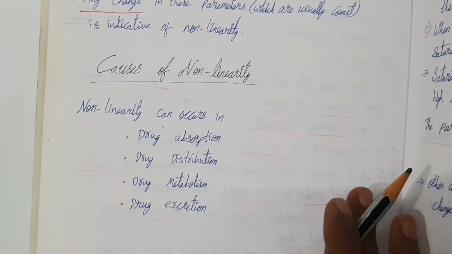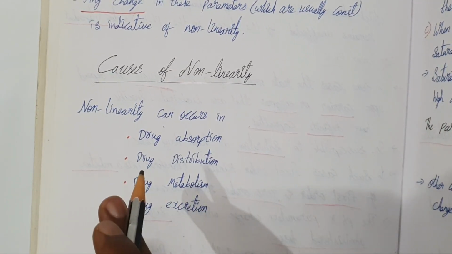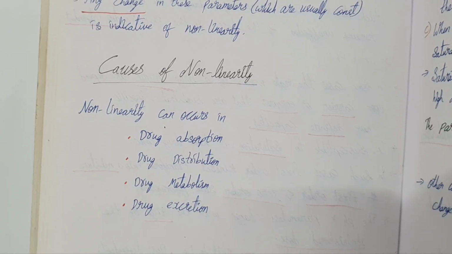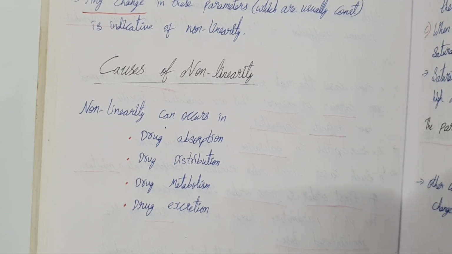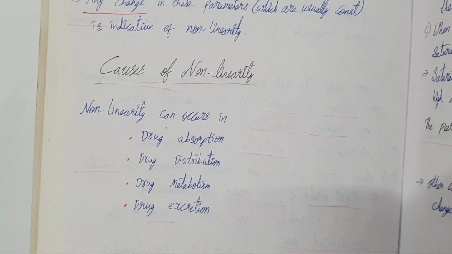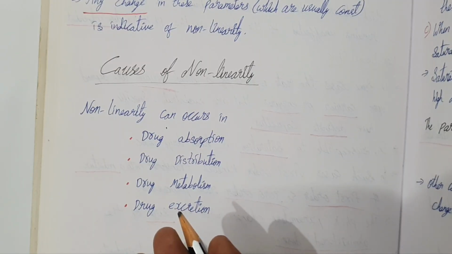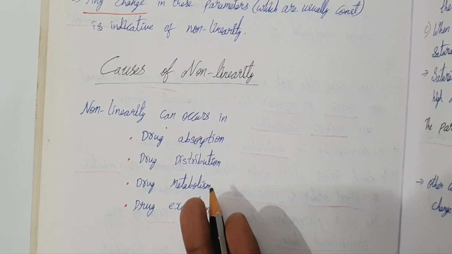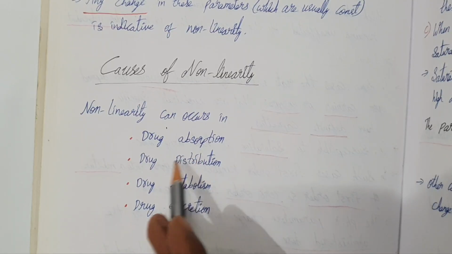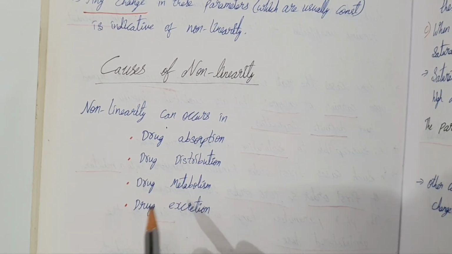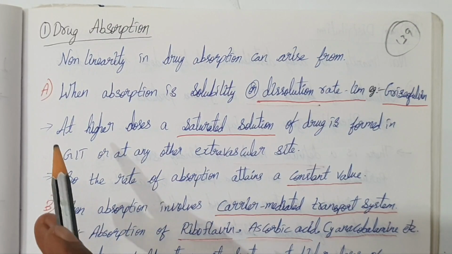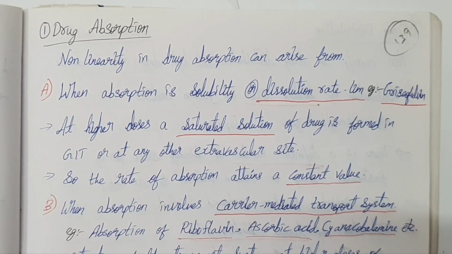Now we're talking about the causes of non-linearity, or factors of non-linearity. Let's look at them. So non-linearity can occur in four ways: drug absorption, drug distribution, drug metabolism, drug excretion. Let's see the non-linearity in drug absorption.